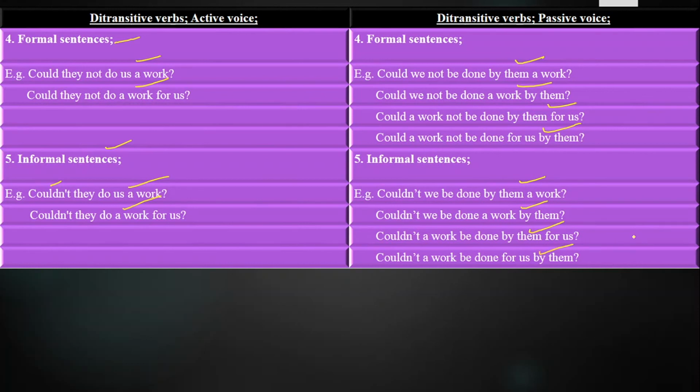So these are the sentences of ditransitive verb do from active voice into passive voice in modal auxiliary verb could.